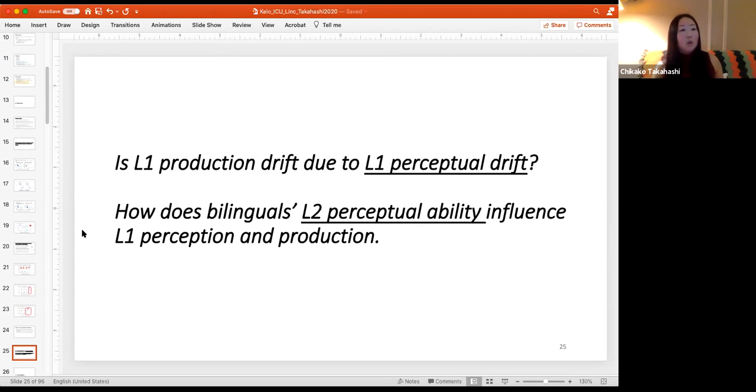So we generally saw upward drift of Japanese vowel E in production, based on the common view that perception leads to production in phonetic development. It is possible that L1 production drift is due to L1 perception drift. So another question we will now try to answer is whether or not the bilinguals in our study also exhibit perceptual L1 drift. We are also interested in how L2 perceptual ability influences L1 perception and production, since in the SLM, the speech learning model, as well as in many other L1 drift studies, it is assumed that L1 drift has a perceptual basis.